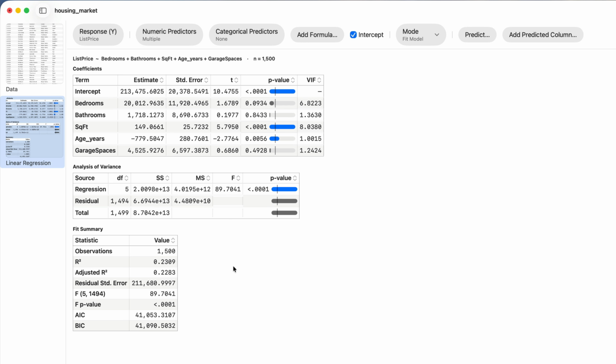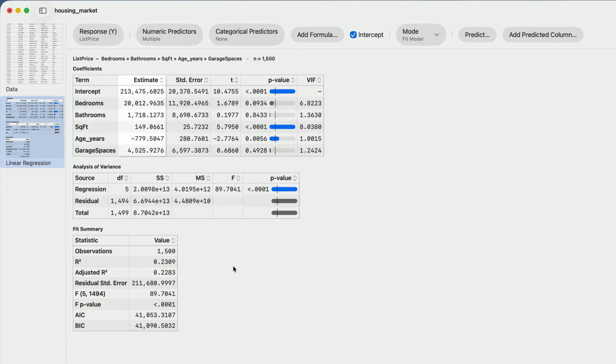Linear regression fits an equation that predicts the price from a weighted combination of those predictors, choosing the coefficients that make the predictions miss by as little as possible. You don't write a formula by hand. I pick the response, add my predictors in the model builder, and the model fits live.